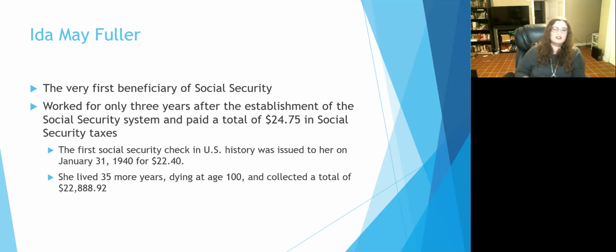Now, Ida, she retired at 65, and ended up dying at the age of 100. So she lived an additional 35 years getting her Social Security checks, right? So even though she was the first ever person to get Social Security, and she only paid almost $25 into the system, she received $22,888.92 in benefits in her 35 years of life after that. I just think that that's kind of interesting, you know?